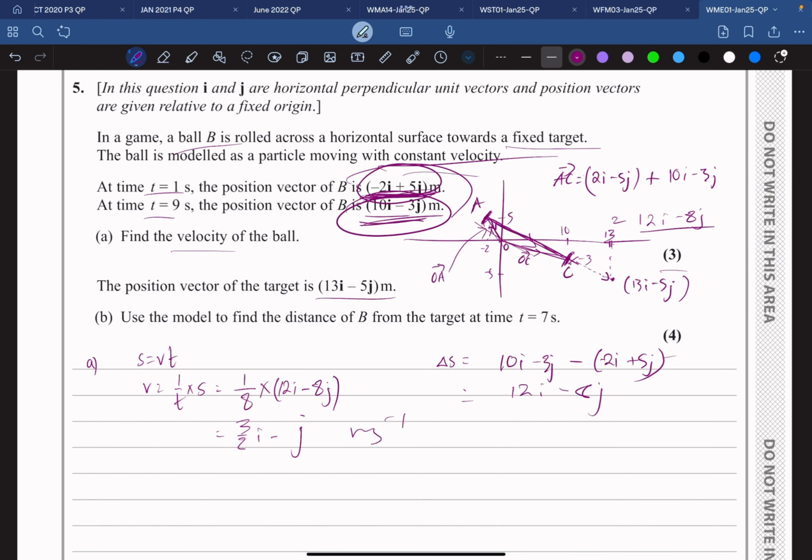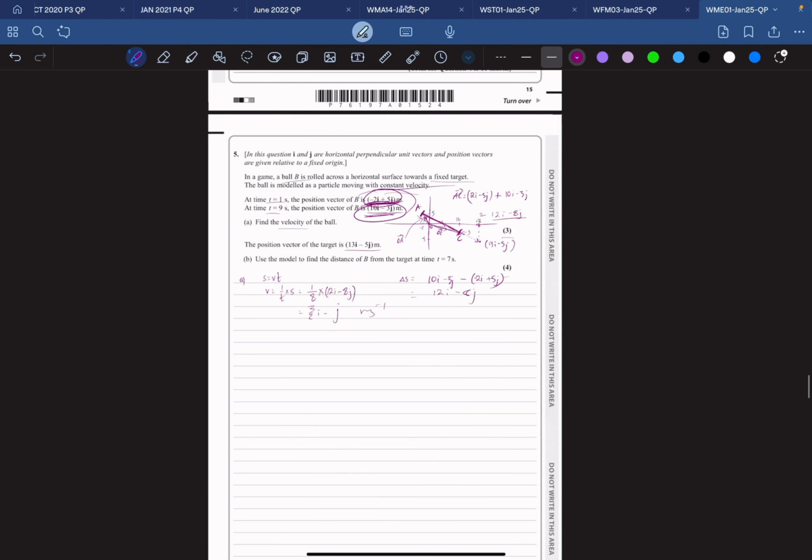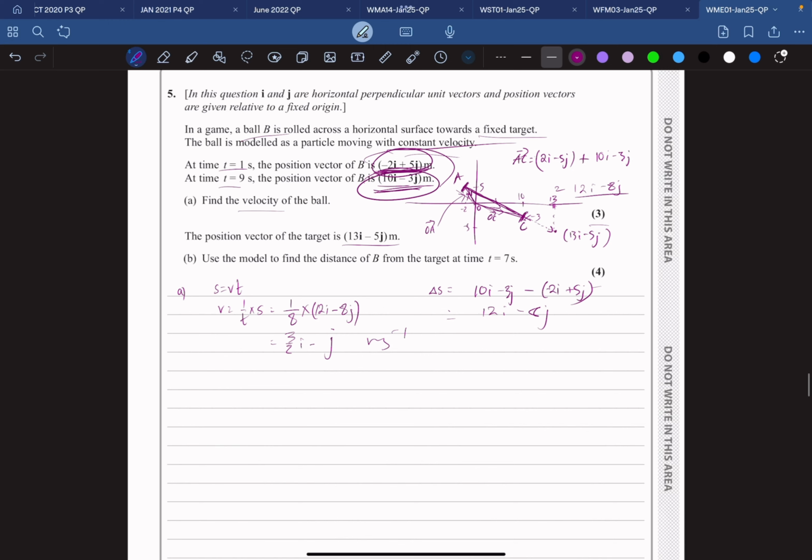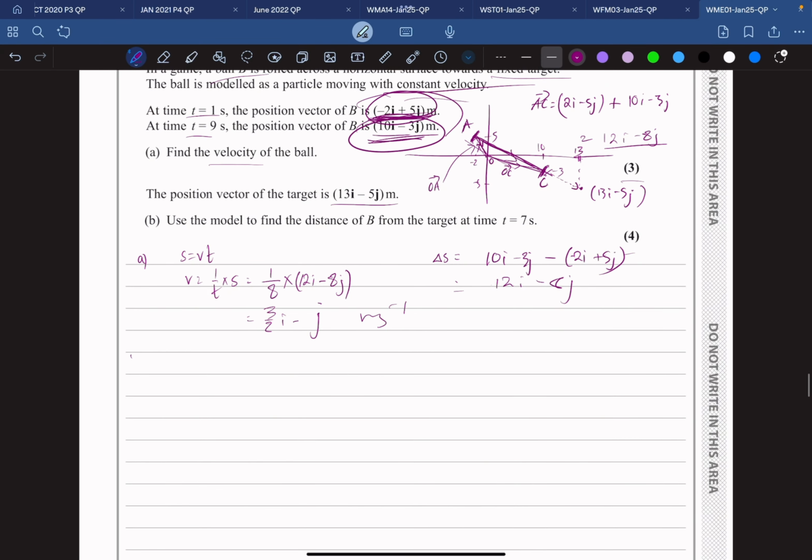Use a model to find the distance of b from the target at time t is equal to 7 seconds. Oh god. How do we do that? Okay, I think. Okay, first of all, we just need to figure out where the ball is at t is equal to 7. Why don't we do that? So at t is equal to 7, you're moving for 7 seconds, but we're starting from t is equal to 1, I guess. That's just the information we've been given.